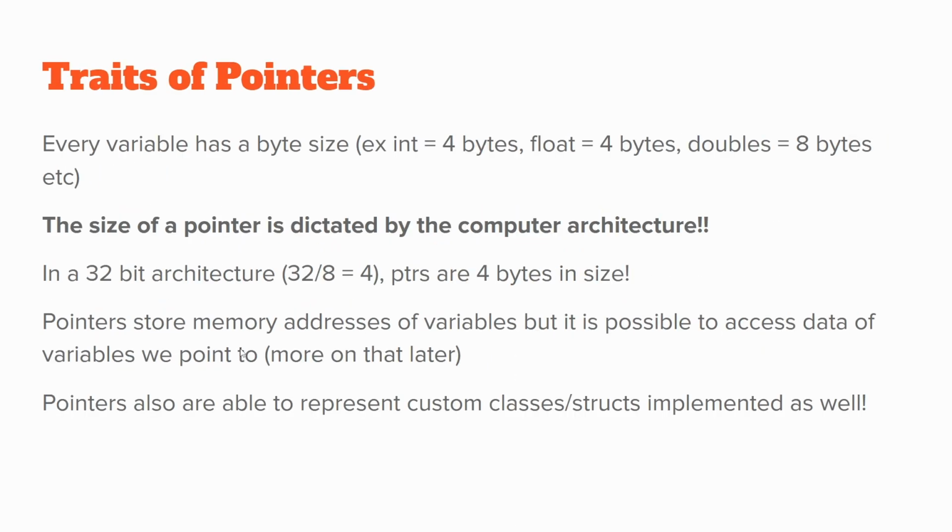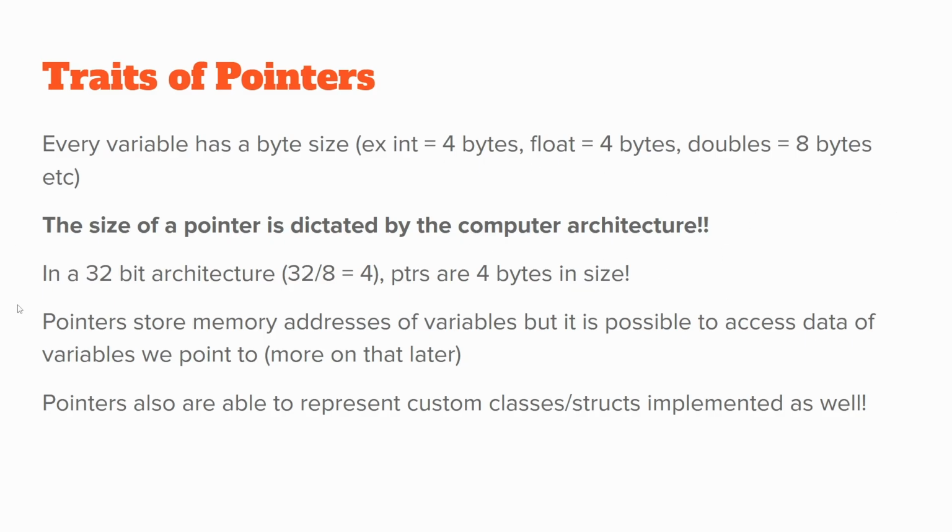So some traits about pointers. Each variable in C++, or just in programming in general, has a byte size. For example, ints can store 4 bytes, floats can store 4 bytes, and doubles can store 8 bytes. And the same is true with a pointer variable. However, it follows a different rule, where the size of a pointer is dictated by the computer architecture.